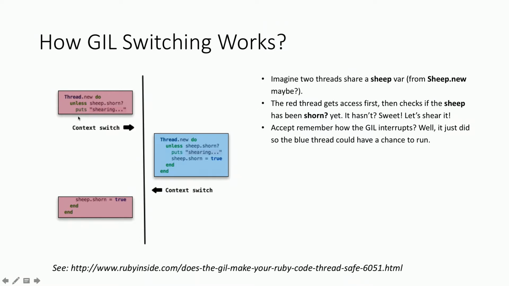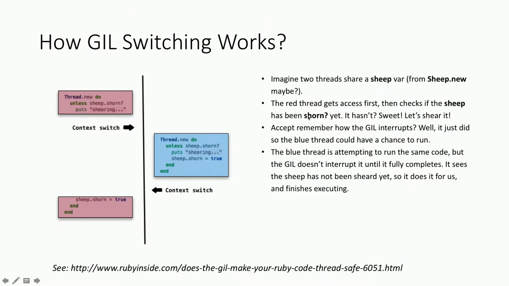Except, you know, the GIL is going to interrupt us. So we're literally shearing it, and then the GIL says, all right, it's time to stop. We're going to give execution to this thread. The blue thread starts, because it's running the same code, it also checks if the sheep is shorn. Well, we haven't set that to true yet, so it says, okay, the sheep's not been shorn. I'm going to start shearing it. So it shears the sheep. It sets it to true, which I guess means that the sheep has been shorn. And it's done. So the GIL gave this thread enough time to run.